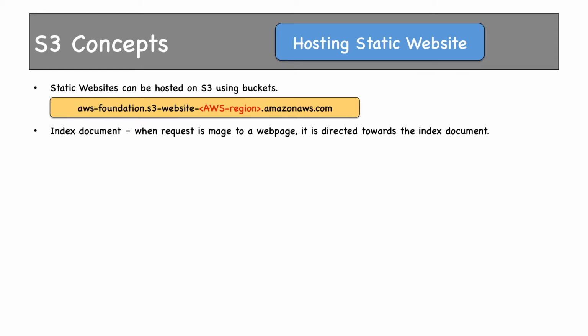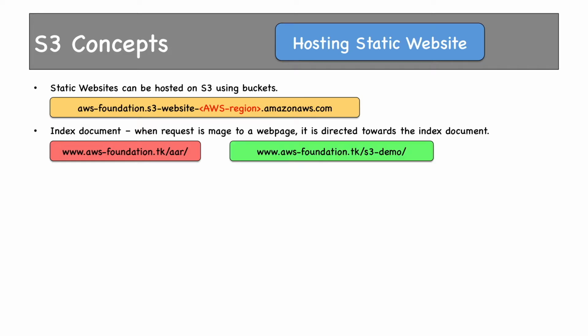Index document is something which I have seen during our basic web page creation in EC2 instances. This is the page which is returned when we type our website in the URL. For example, if we enter aws-foundation.tk in the browser without requesting any specific page, then the index document in the main bucket would be returned. If you want to have a static page like this, then the subfolder AWS or AAR should contain an index document. Same is the case here. The subfolder S3-demo should contain an index document.